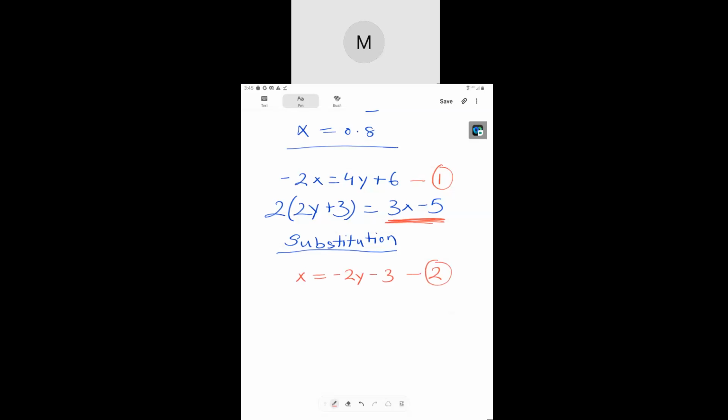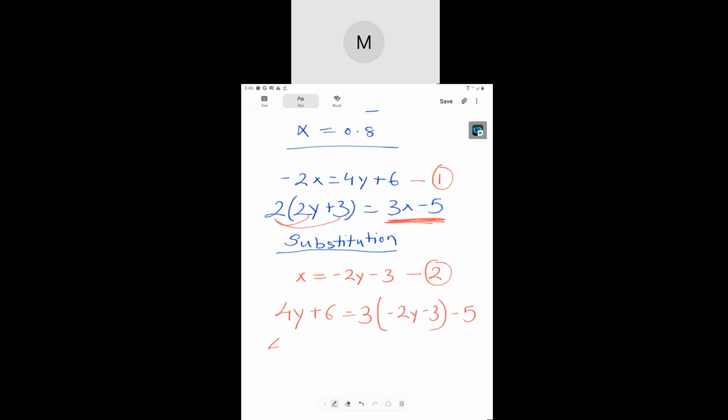The first thing, distribution. 2 times 2y is 4y. 2 times 3 is 6. So 4y plus 6 equals 3 times, instead of x, I'm going to write negative 2y minus 3. Be careful of the parentheses again because we're substituting the whole x. Make sure you put the parentheses in because this x is being substituted fully by negative 2y minus 3. And then I'm also still left with the minus 5 that's in the question.